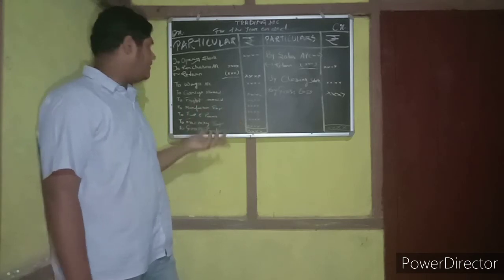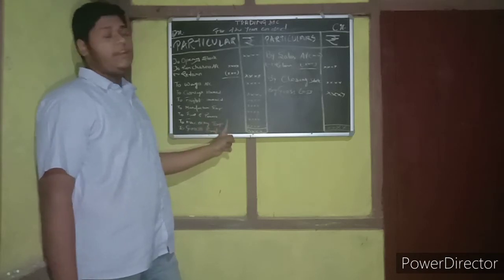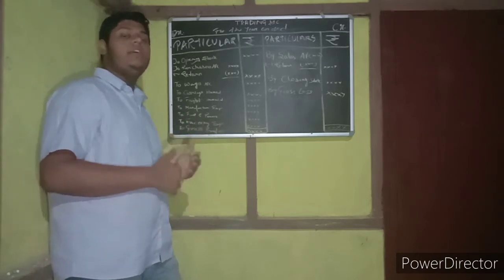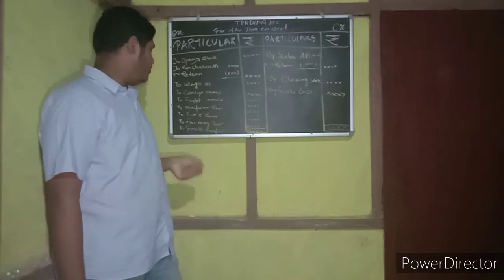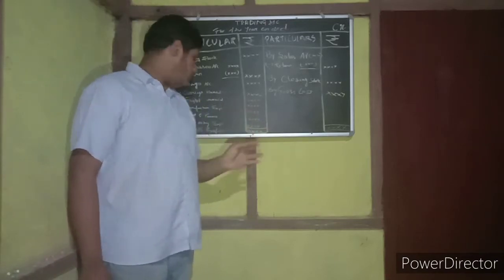So no need to explain anything. This is a manufacturing column. And fuel and power, this is the expense related to work with the machines to produce the goods. Then the factory expenses, the expenses which are related to the factory. So it will also come.